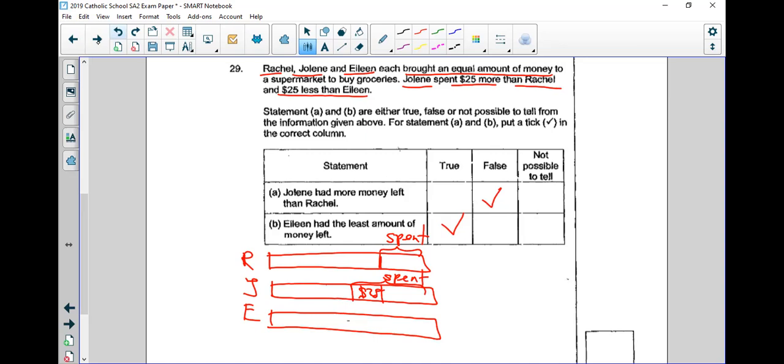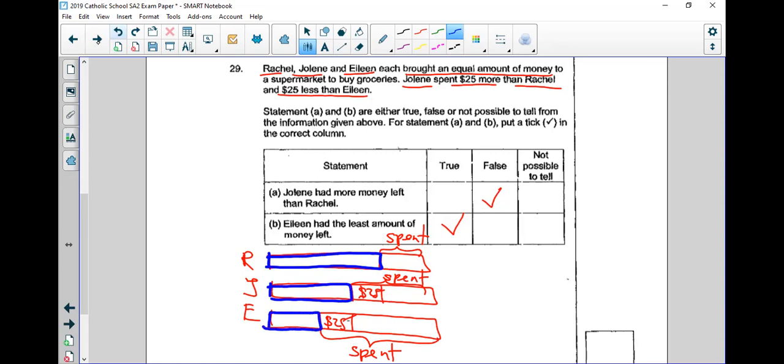This is language. So you have to understand the English. So Eileen must have spent $25 more than who? More than Jolene. So you have to cut here a bit bigger. So this is the spend. So Eileen spent $25 more than Jolene. Can you see what I'm doing? All right, so where is the leftover? The leftover money is over here. So Rachel got so much left, Jolene got so much left, and Eileen got the least money left.